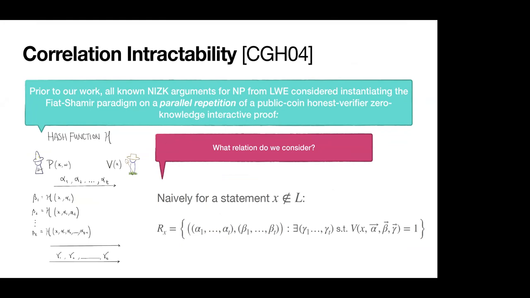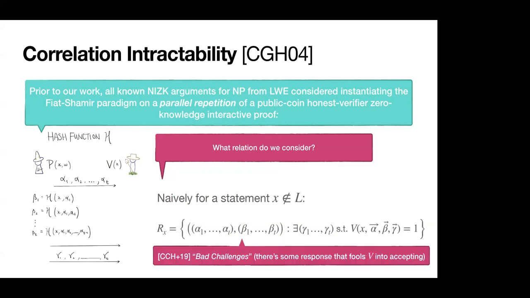We consider the following naive relation. For any statement not in the language, we want to consider all pairs of first round and second round messages for which there does not exist an opening that would convince the verifier to wrongly accept the membership of the statement. And these beta 1 through beta T are what we call bad challenges. Namely, these are challenges that would allow the prover to send a third round message that would fool the verifier into accepting the membership of the statement, which is not actually in the language.